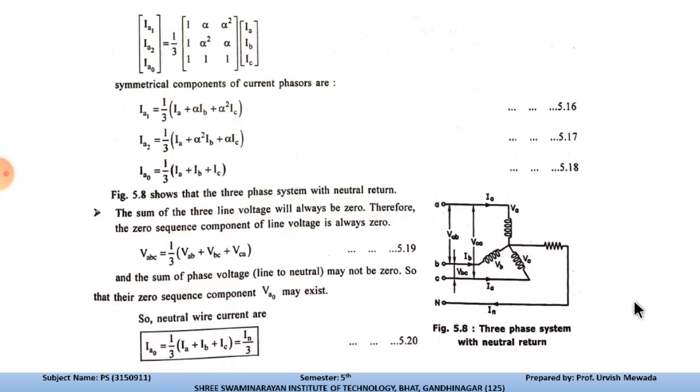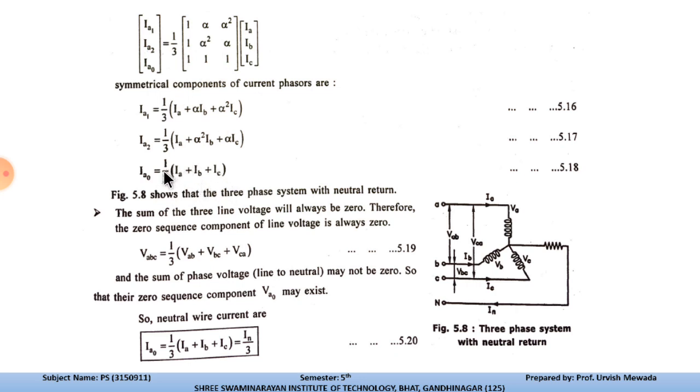This is the equation that we have written from the voltage equation, and from that we can write the equation for IA1, IA2 and IA0. So we take the matrix of IA1, IA2 and IA0, and it will become 1/3 of 1 alpha alpha square, 1 alpha square alpha, then 1 1 1, multiplied with IA, IB and IC. Now the symmetrical components we write similarly to the voltage equation. IA1 is equal to 1/3 of IA plus alpha IB plus alpha square IC, and IA2 is equal to 1/3 of IA plus alpha square IB plus alpha IC. We are just multiplying these two vectors with each other, and IA0 is 1/3 of IA plus IB plus IC, because all three terms are 1.